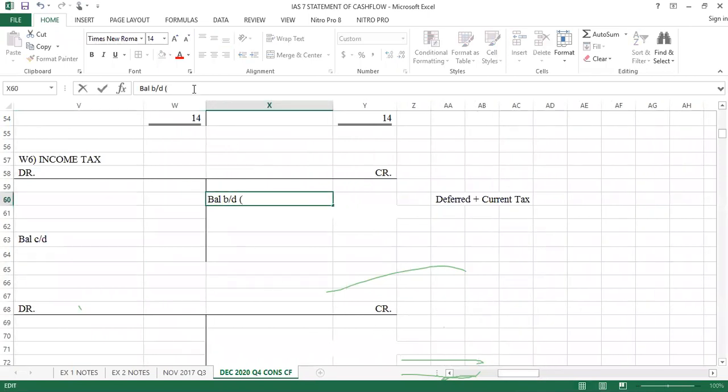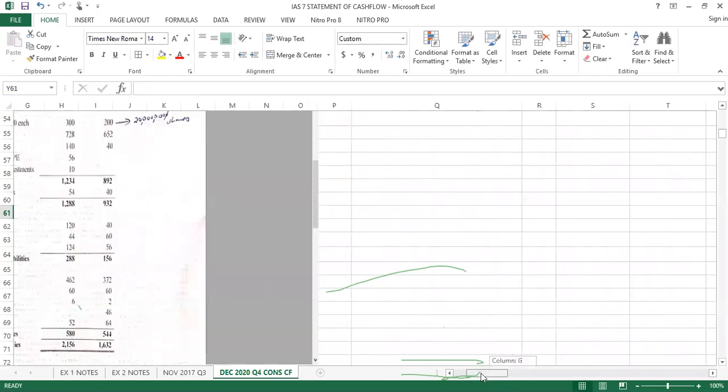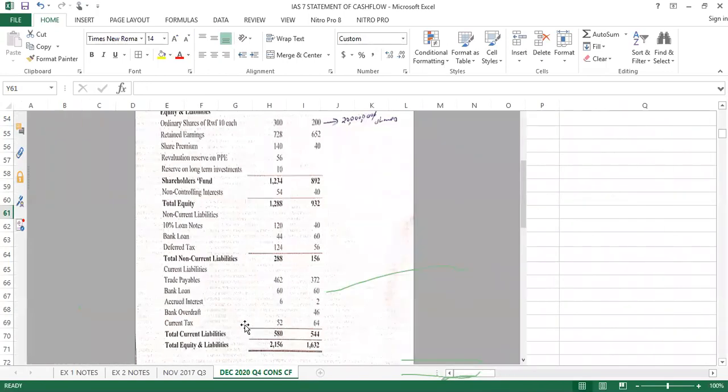56 plus 64. I hope I'm right there. 56 plus 64 gives you 120. I've put it into a bracket here so that you know how 120 was got, so that you don't struggle to look for it. Let's go for closing.